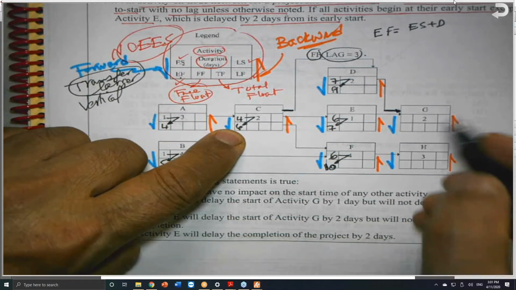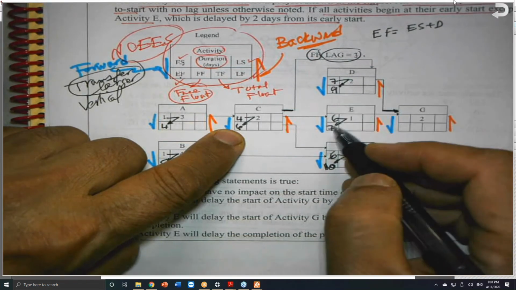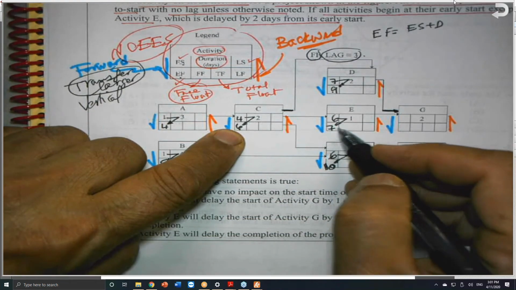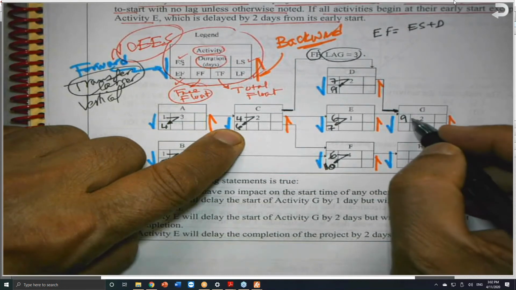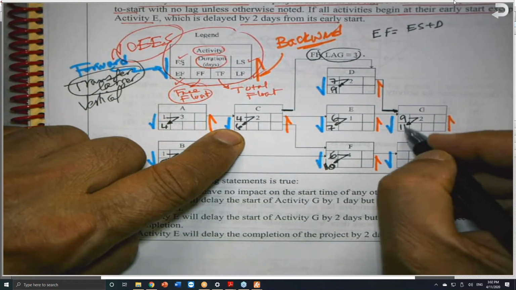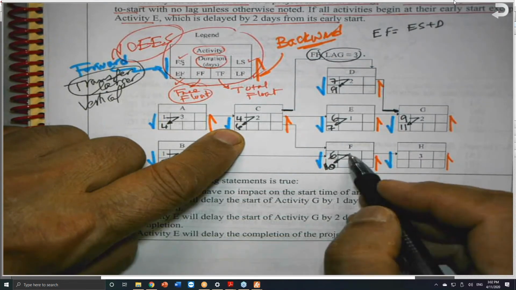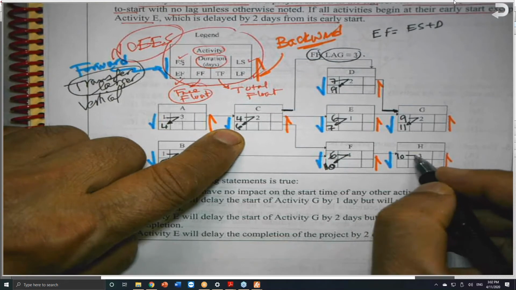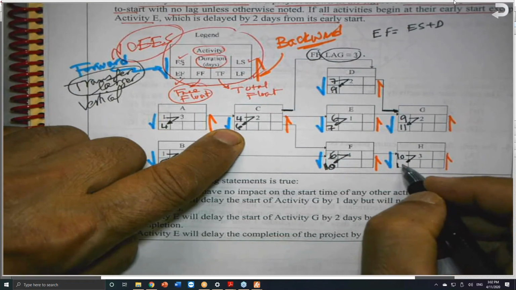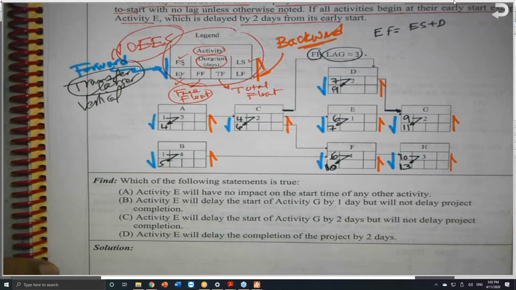Right now, activity G depends on the 9 and the 7. We move the larger, 9. 9 plus 2 is 11. Activity H depends on this only. So this is 10, and 10 plus 3 gives you 13. This is the forward path.